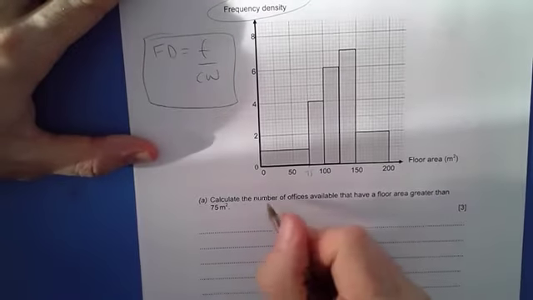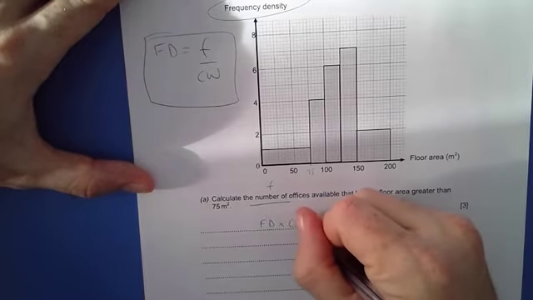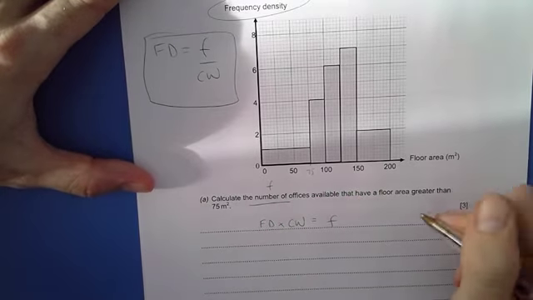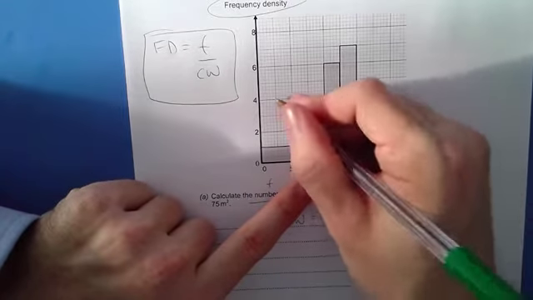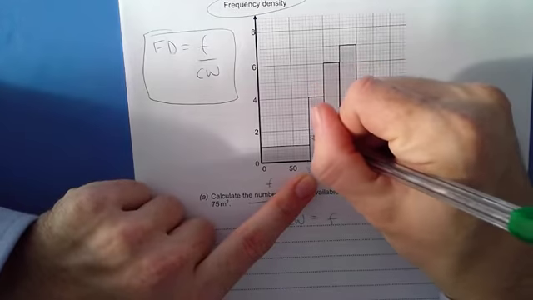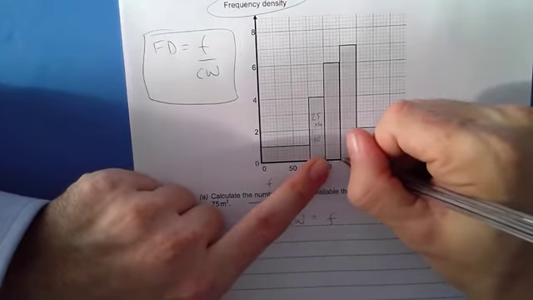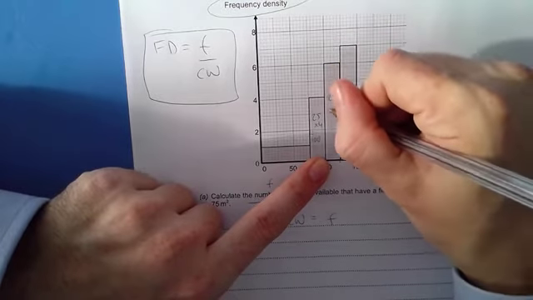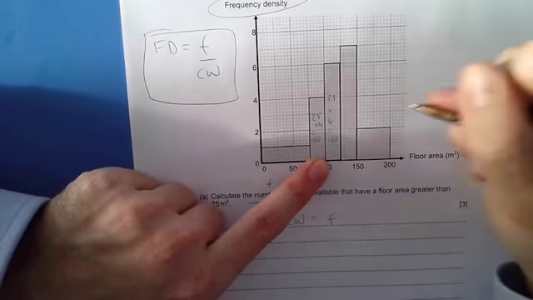I want to know the number of offices. The number of is what I call the frequency. So I want to rearrange that to frequency density times class width is equal to frequency. This class width goes from 75 to 100. Times that by 4 would be 25 times 4, which is exactly 100. This class width is also 25, but the frequency density is 6. 25 times 6 is 150.